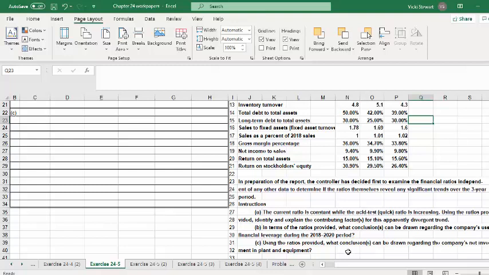The C portion states, using the ratios provided, what conclusions can be drawn regarding the company's net investment in property, plant, and equipment. So to determine information about property, plant, and equipment, we would look at the sales to fixed assets or fixed asset turnover ratio, and we see that that ratio has declined from 2018 to 2020. The numerator of that ratio is sales, and we see that 2020 sales compared to 2018 have risen slightly. So that indicates that fixed assets, the denominator, have increased over the period from 2018 to 2020. And that is the conclusion of the demonstration for exercise 24-5B.